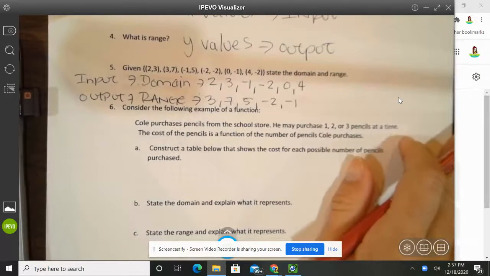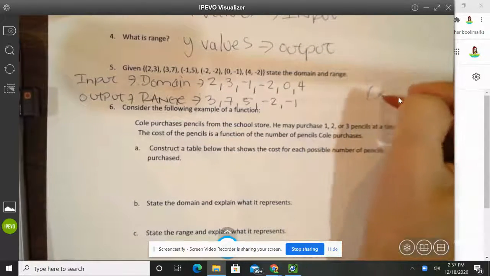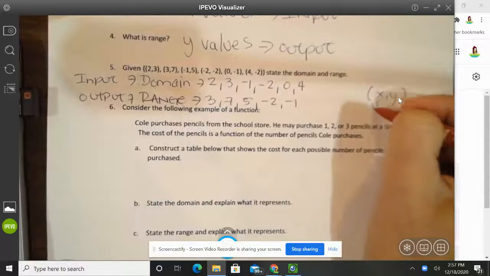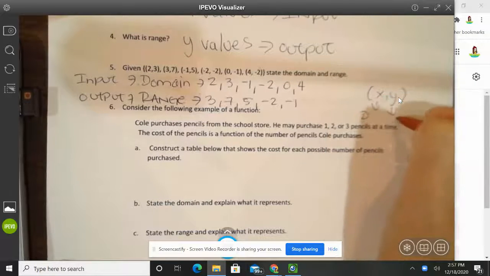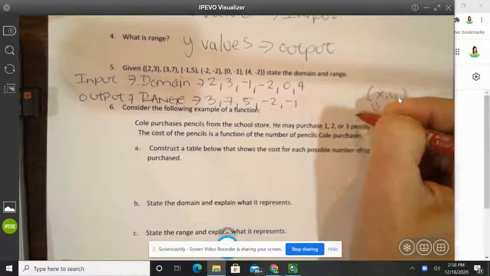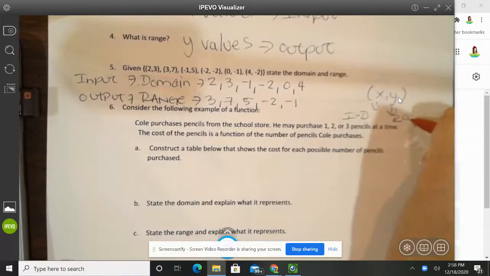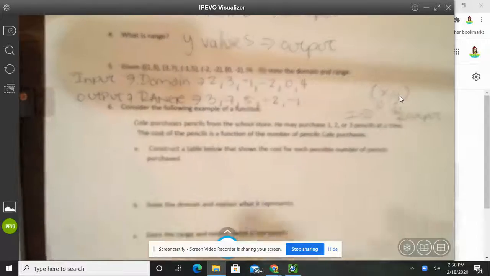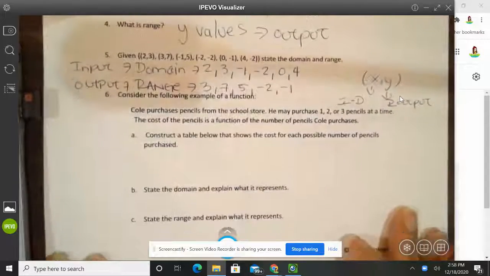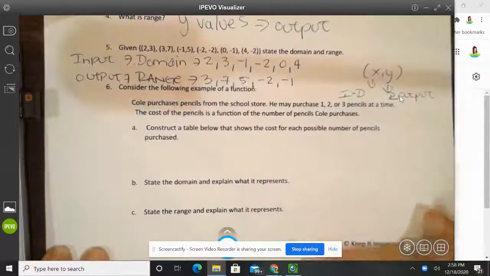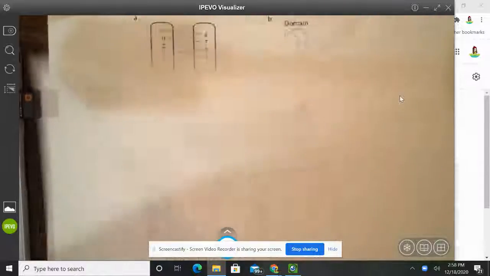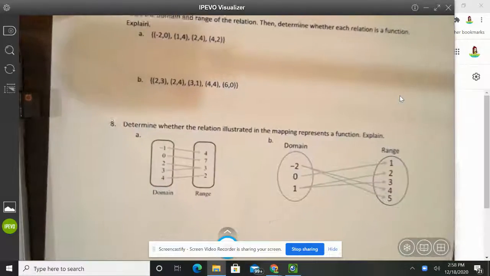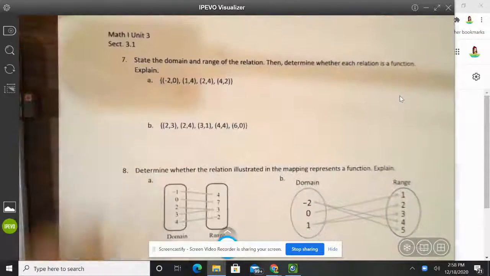So x and y. My point x and y, this is my domain, this is my range, same thing as this is my input, this is my output. It's a little blurry here. Okay, so let's keep going with this information. I don't want to show you more problems per se. I'm just going to show you relation and function.